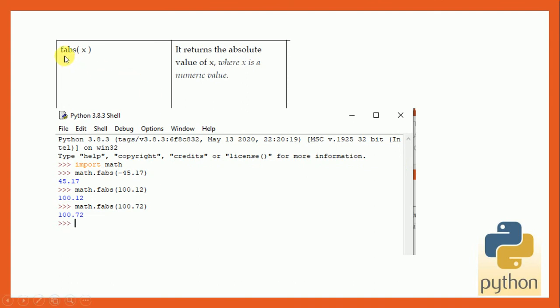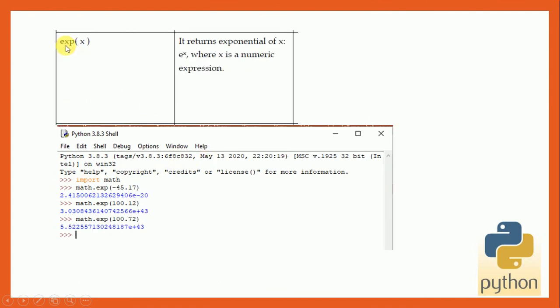The next one, fabs of x. It returns the absolute value. That means it is only returning the modulus value, the positive value. It is returning the magnitude only, not the sign. So whatever the number inside this bracket, we are getting the positive result, or the magnitude only. So math.fabs of minus 45.17, the answer is a positive number. Here also, in both cases, we got the positive number. Clear? Before that, every time we have to import the math module.